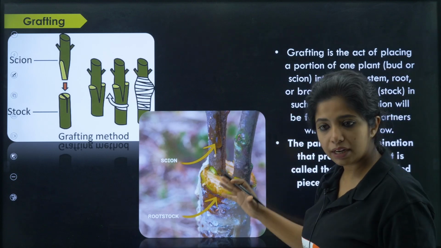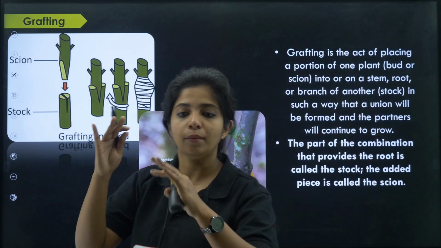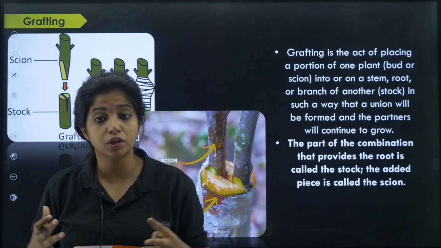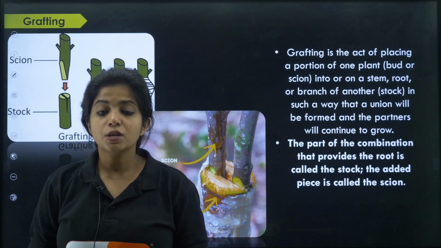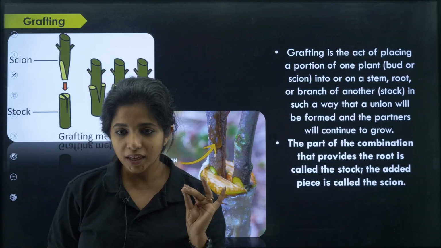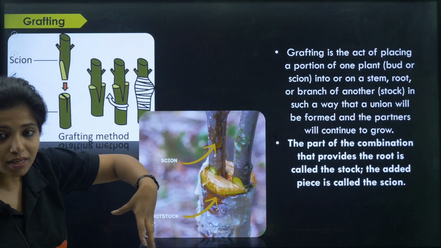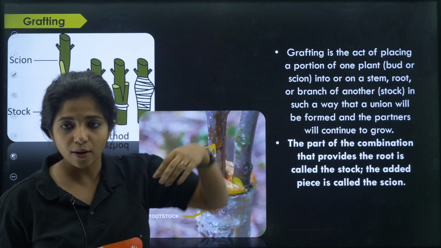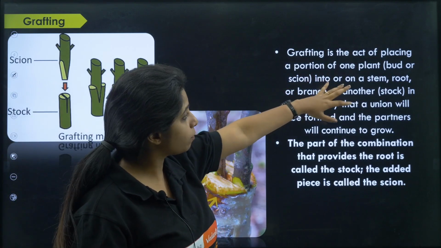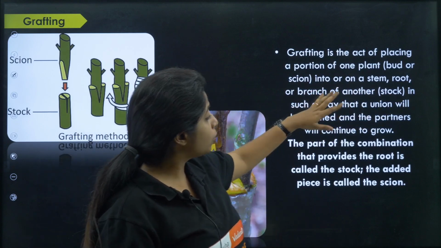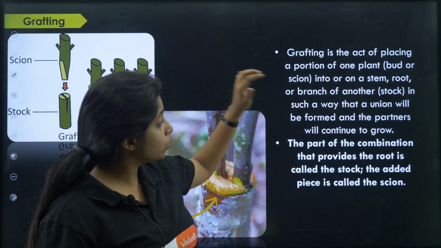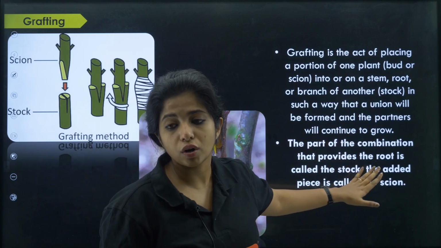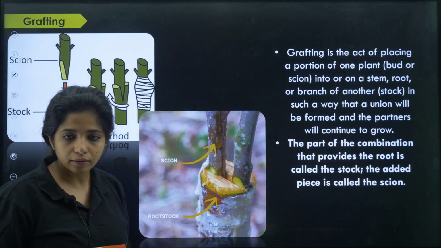Later, allow it to have a common xylem and phloem. So they have separate xylem and phloem, and the xylem and phloem have to combine together. That's when the food and the water will go to the upper part of the plant, right? So this is known as grafting, my dear children. The part that you're putting on something, you call this a scion, and the part which is already there is known as stalk. So grafting is the act of placing a portion of one plant into or on a stem, root, or branch of another in such a way that a union will be formed and the partners will continue to grow. The part of the combination that provides the root is called stalk. The added piece is known as scion.